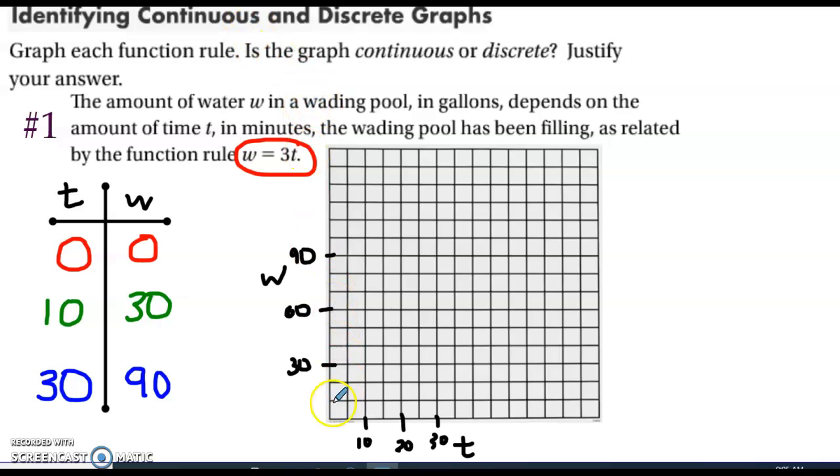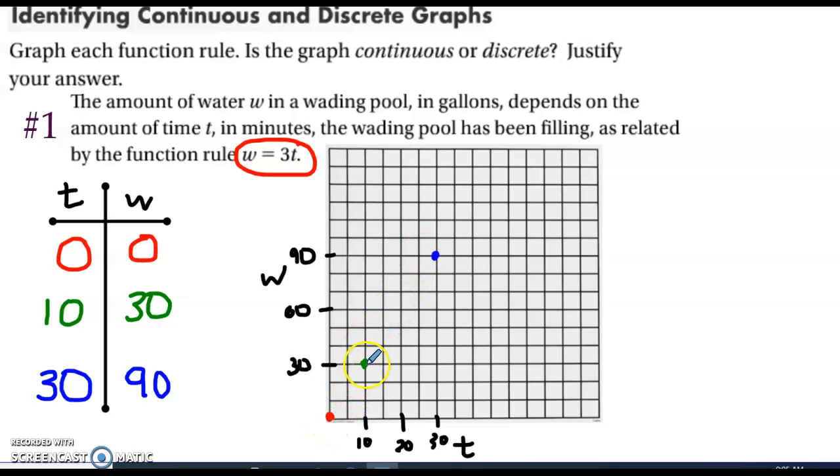So I've got my points. If I spend no time, I've got no water, right? We've got 0, 0. If I spend 10 minutes, we're going to have 30 gallons. So 10, 30. If I spend 30 minutes, I'm going to have 90 gallons. So then I have to figure out, is this going to be continuous or discrete?